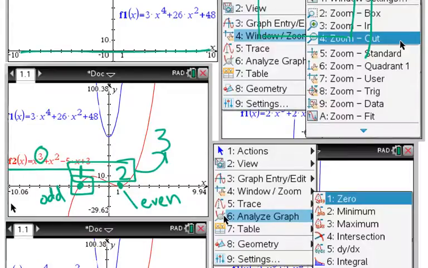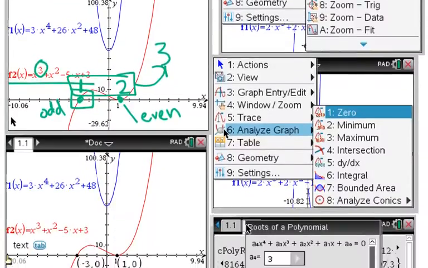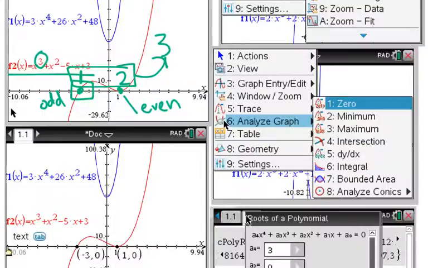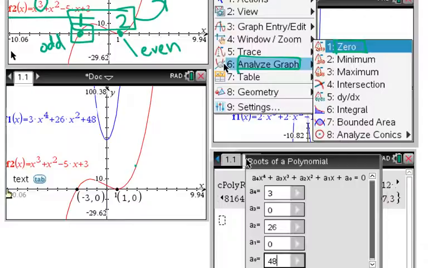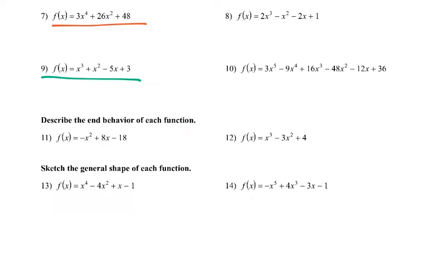So we have them right there. We don't need to do anything else. Now, if we want to know exactly what they are, you hit Menu again, go to Analyze Graph, hit Zero, click on your graph, choose a lower bound and upper bound, and we can get them both here, so we have that answer. So x equals -3 and +1 with a multiplicity of 2.